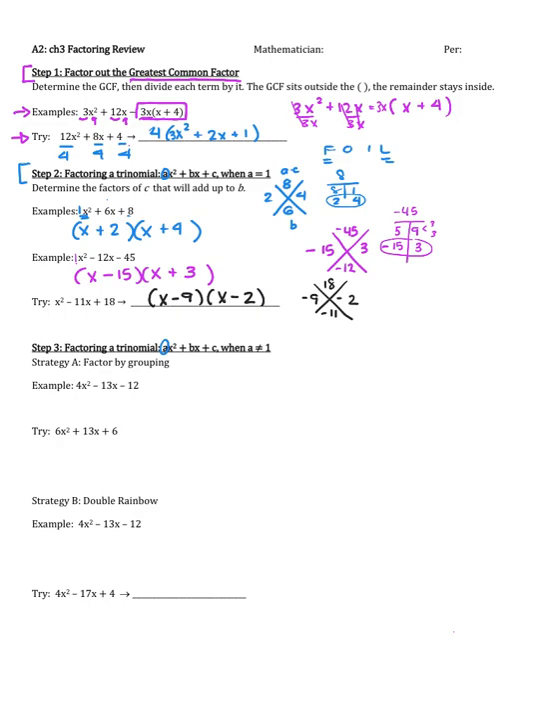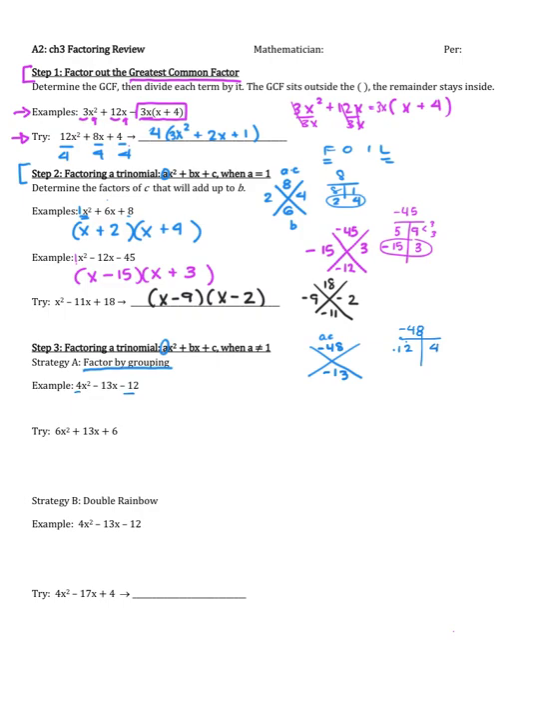So the first way I'm going to show you is called factor by grouping. So we start off the same way. I'm going to start off with A times C, which in this case is 4 times a negative 12. My middle term is a negative 13. And I still want to figure out what times what is negative 48, but adds up to a negative 13. So 48 is 12 and 4.